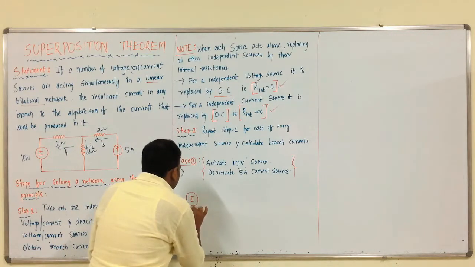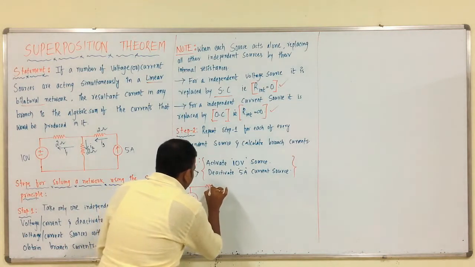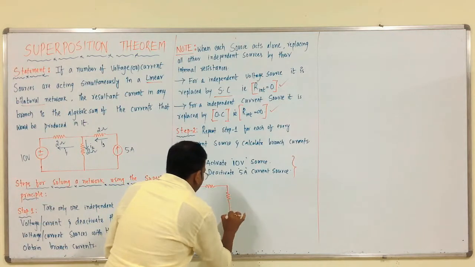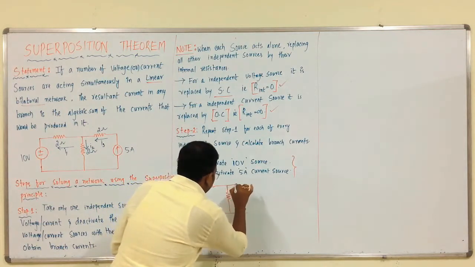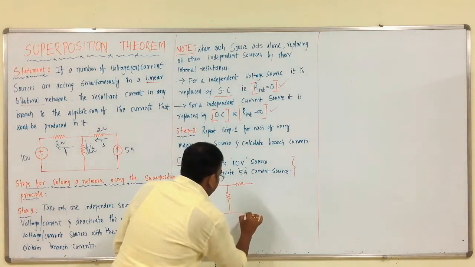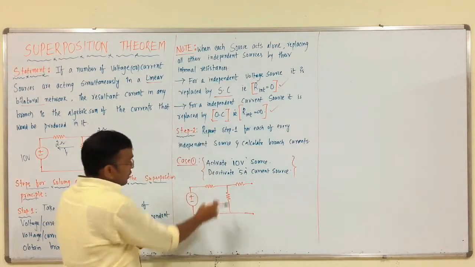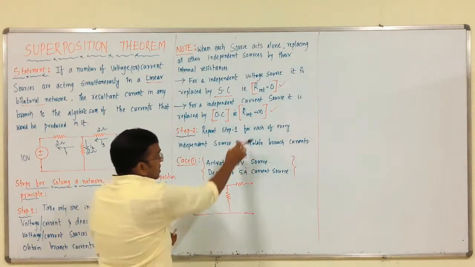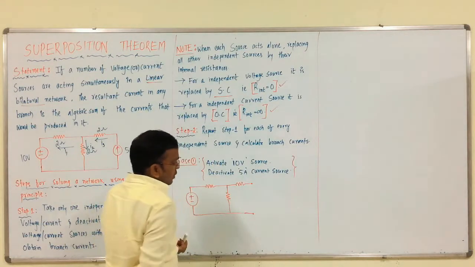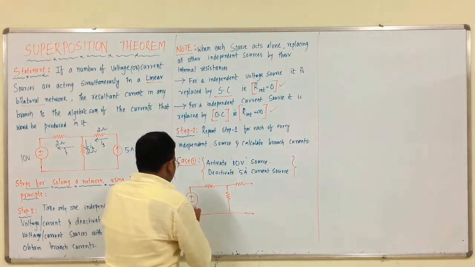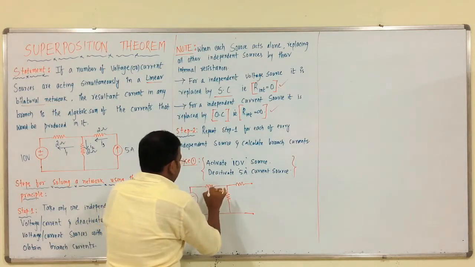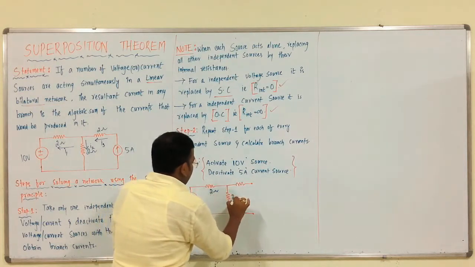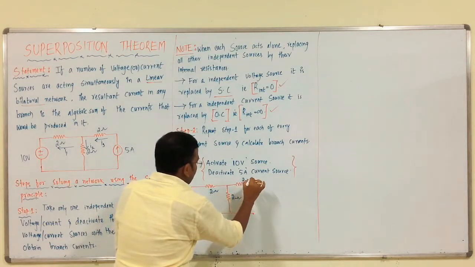Plus minus, we have a branch current, again a branch current, and another branch current, and this is open circuited. Why is it open circuited? We have to deactivate this 5 ampere current source with its internal resistance. Internal resistance is infinite, which means open circuited. So, this is 10, this is 2, this is 2, this is 2.